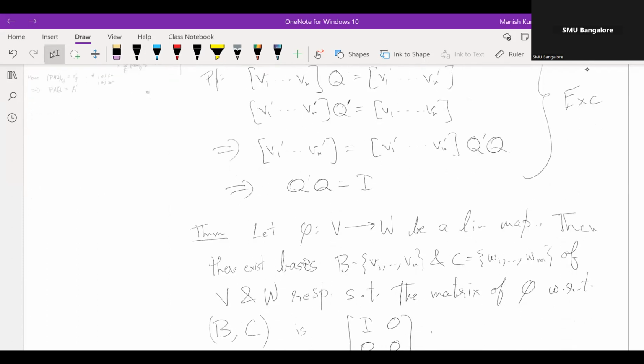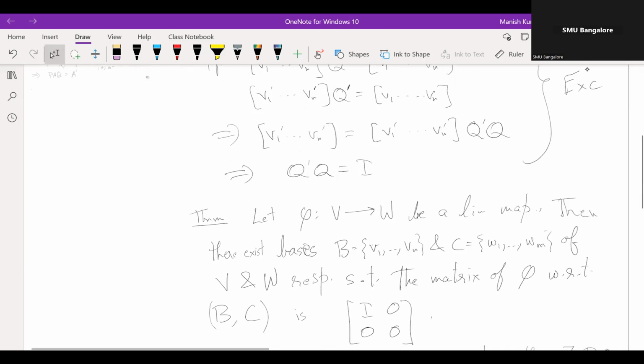So now we'll see a result which you must have seen as well, but I don't know what proof you have seen. You can state this result in terms of matrices and in terms of vector spaces. And somehow thinking in terms of vector spaces makes the proof somewhat simpler.